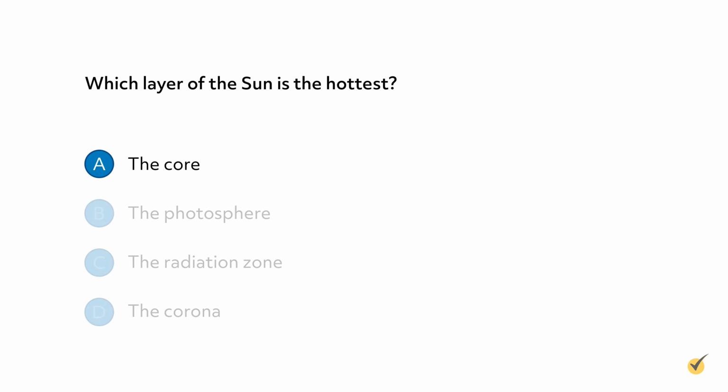The correct answer is A. The core of the sun reaches temperatures of over 15 million Kelvin, which is over twice as hot as the next hottest layer, the radiation zone.